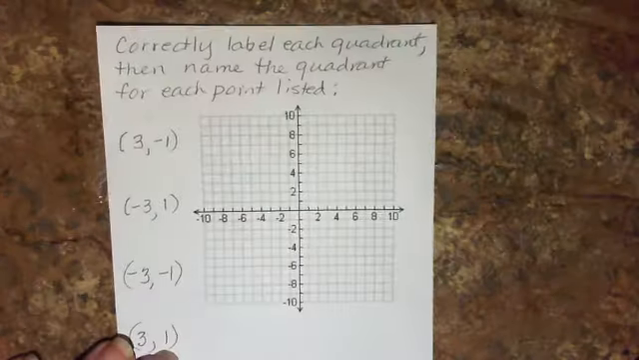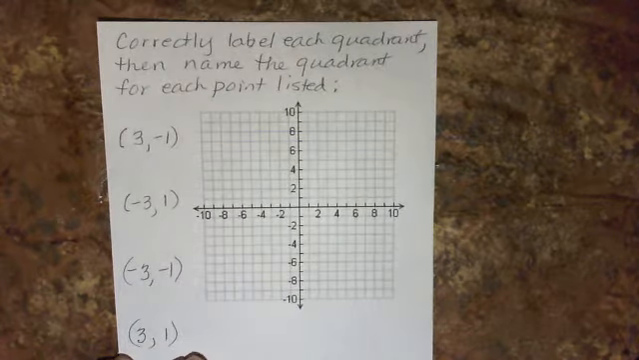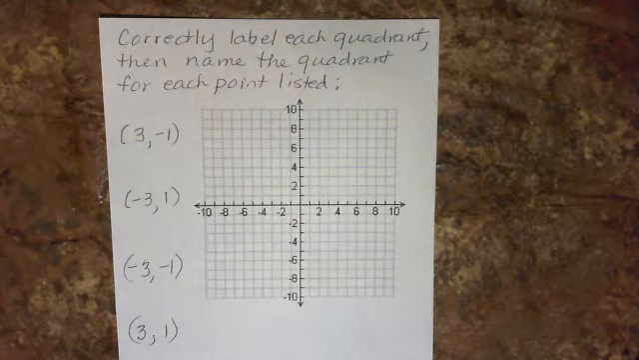Okay, some other things that we might have to do with definitions of different areas of the coordinate plane. The instructions here say to correctly label each quadrant, then name the quadrant for each point listed.